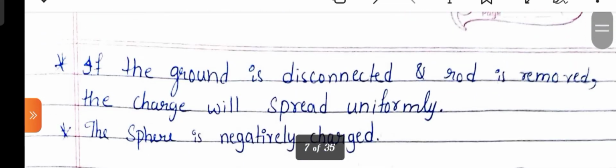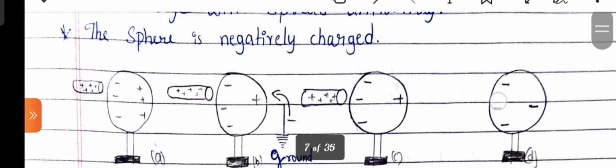If the ground is disconnected and the rod is removed, the charge will be spread uniformly and the sphere is negatively charged.